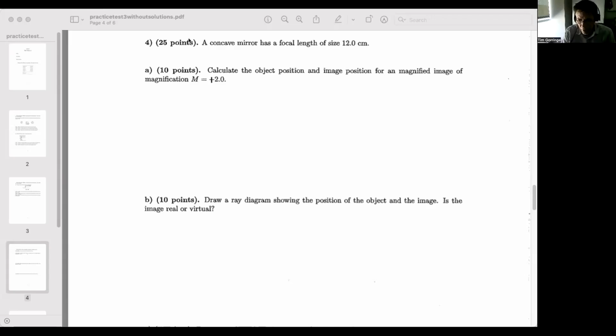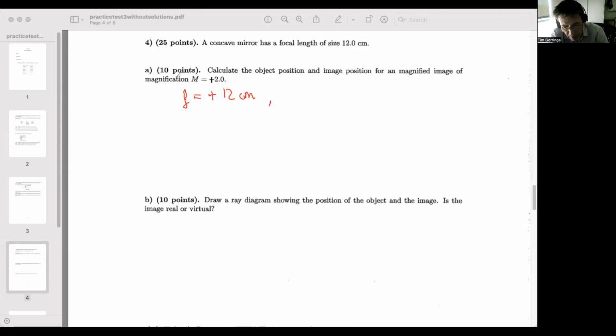Okay, this is the first long problem, and this is a problem that involves geometrical optics. This particular geometrical optics problem involves a concave mirror and the image of an object in a concave mirror. We're told in the question that a concave mirror has a focal length of size 12 centimeters. So the focal length is plus 12 centimeters. The 12 centimeters we're directly told. The plus is inferred because concave mirrors have positive focal lengths, focal points in front of the mirror.